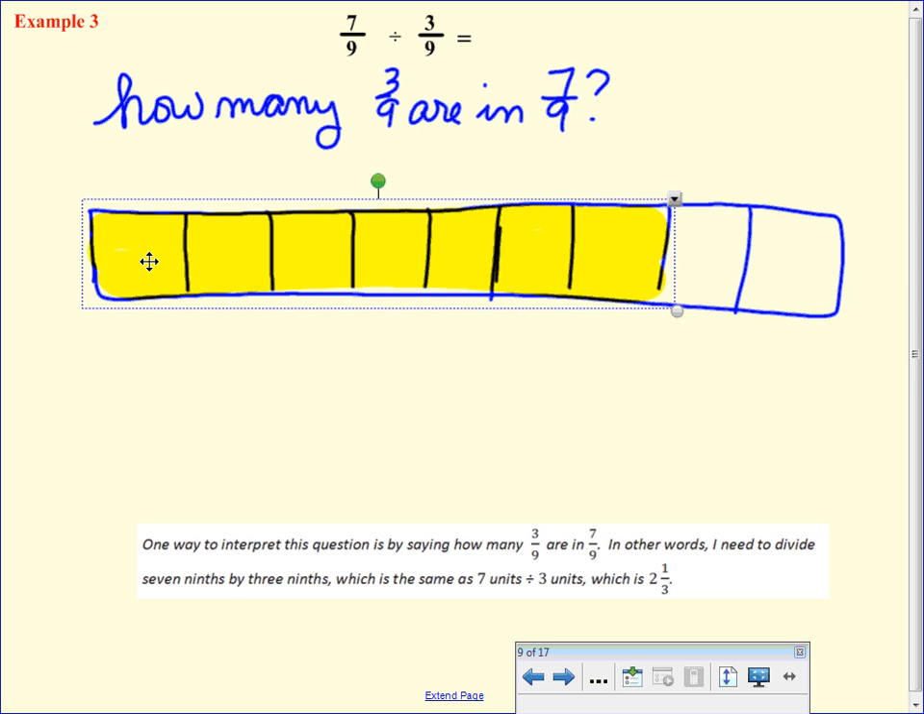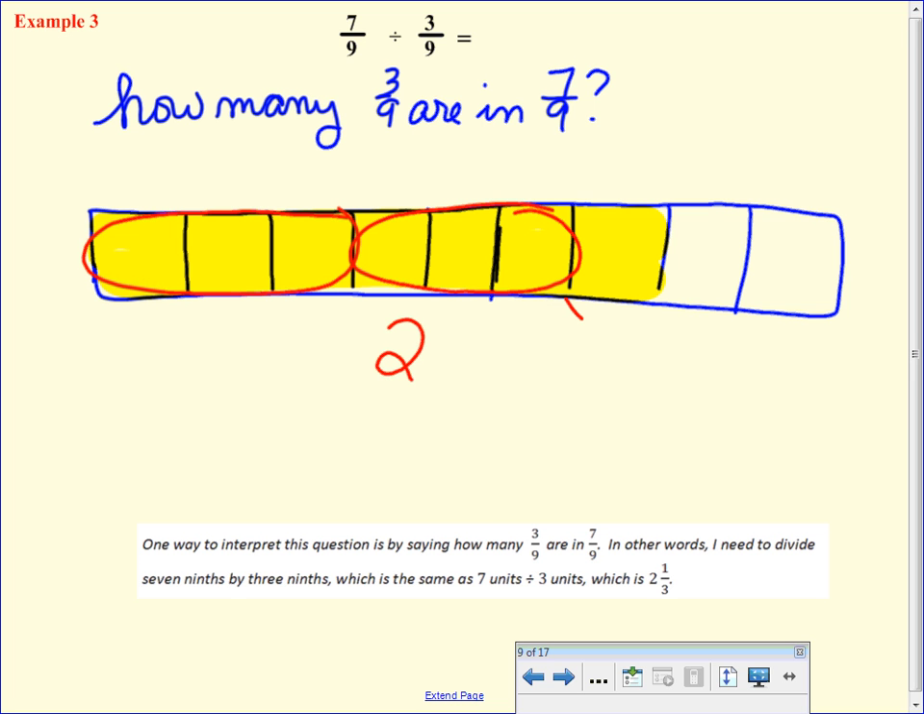One, 2, 3, 4, 5, 6, 7, 8, 9. Okay, double check to make sure I don't make that mistake again. So I'm looking for groups of 3/9. So here's a group of 3. Here's a group of 3. Alrighty. How many groups of 3 did I make? 2. I made 2 whole groups. What does this represent? What's left over? Nice. 1 of my 3 boxes are shaded in that are left over.